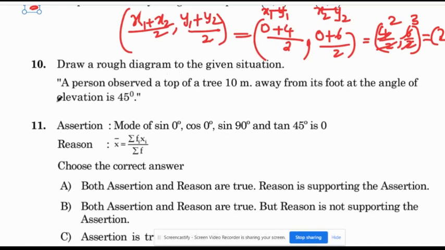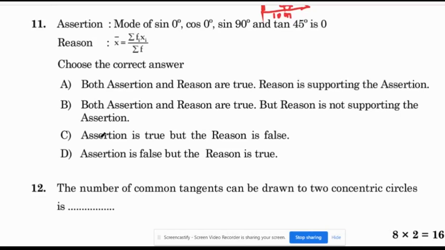Draw a rough diagram for the following situation. A person observed the top of a tree from 10 meters away from its foot, and the angle of elevation is 45 degrees. So there is a tree, the distance from the foot of the tree is 10 meters, making an angle of 45 degrees. So this is the diagram for the given question.